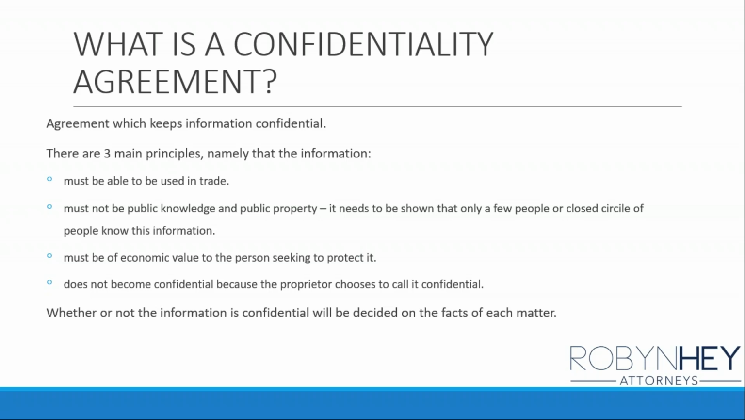So the information that is covered by a confidentiality agreement needs to be able to be used in trade. What's not covered by a confidentiality agreement is what time in the morning I arrive at work. You know, that might be confidential in the sense that I don't want people to know that I arrive late after my Botox, but it's not used in trade. So you can't, for example, use information that isn't going to have any value to anybody else.